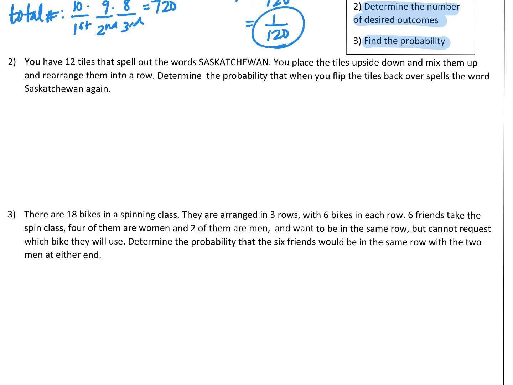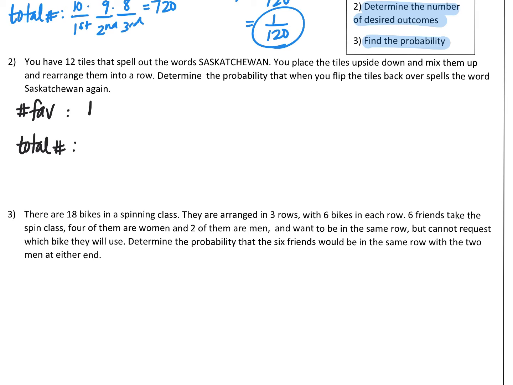Okay, so again, remember that we need to find the number of favorable and the total number. Well, the number of favorable outcomes is just 1, right? It's the off chance that I'm going to flip them all over again and they're going to spell Saskatchewan.